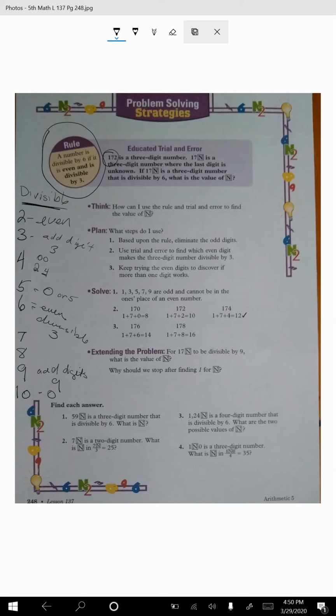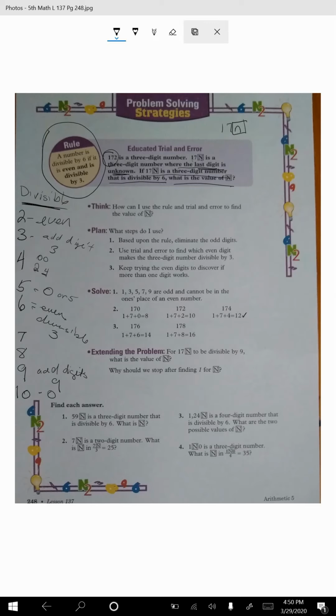If you have 17n, that's 170 something. This is not 17 times n, okay? That's different. They put it in a box so you know it's actually the ones place number. So it's a 3-digit number where the last digit is unknown, so we don't know it. If it's a 3-digit number that is divisible by 6, what is the value of n?